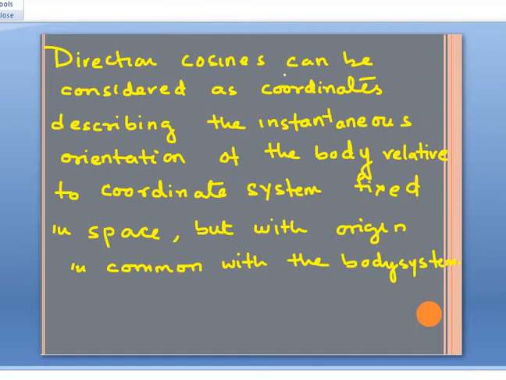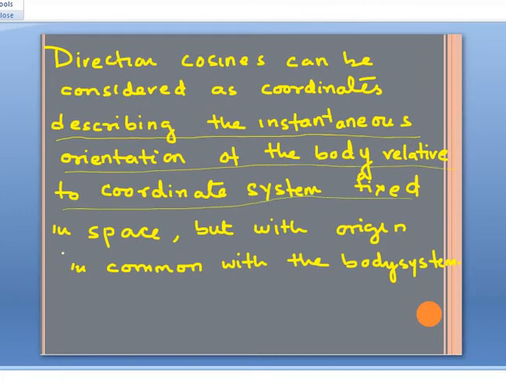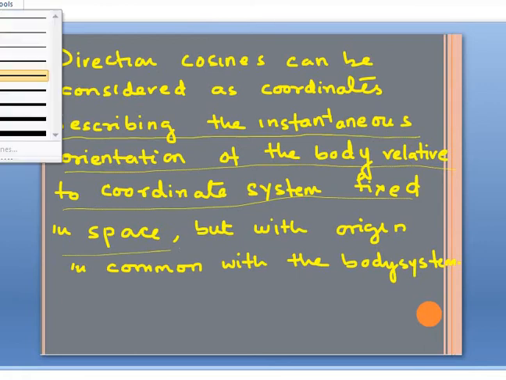So what are direction cosines? Direction cosines can be considered as coordinates describing the instantaneous orientation of the body relative to the coordinate system fixed in space, but with origin in common with the body system. This is a profound statement. What is the meaning? Why are we doing all these exercises? We want to describe the instantaneous orientation of the body relative to a coordinate system fixed in space. That is what we are doing in this whole exercise.